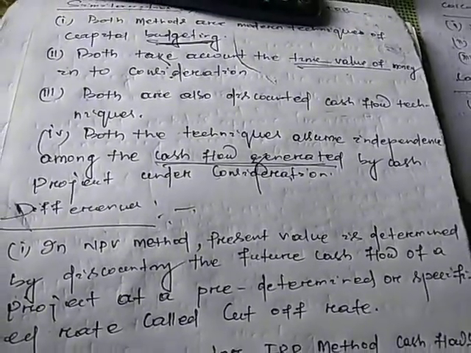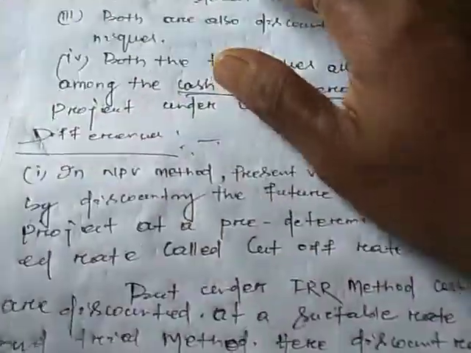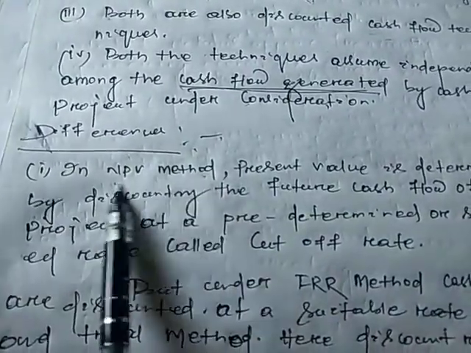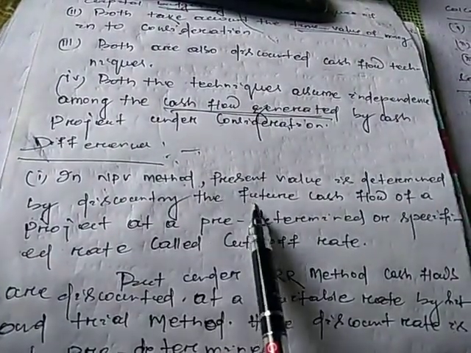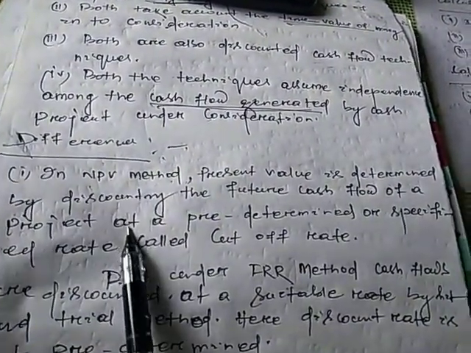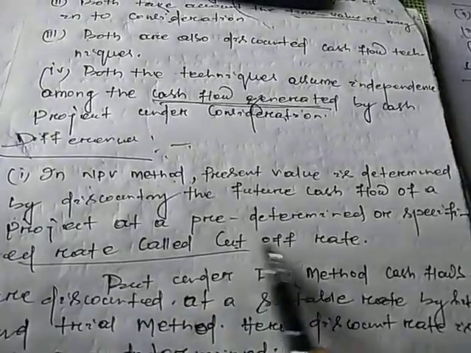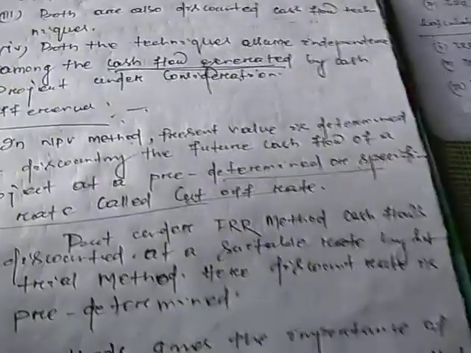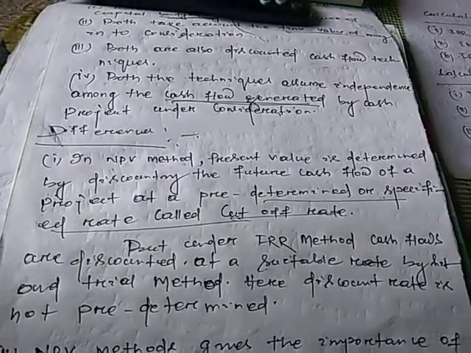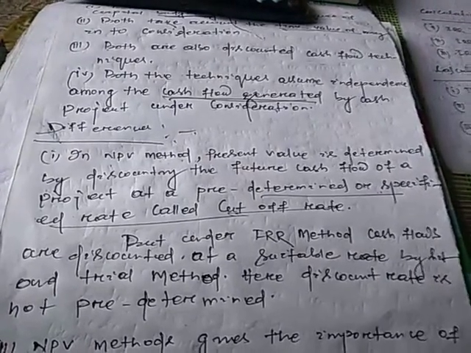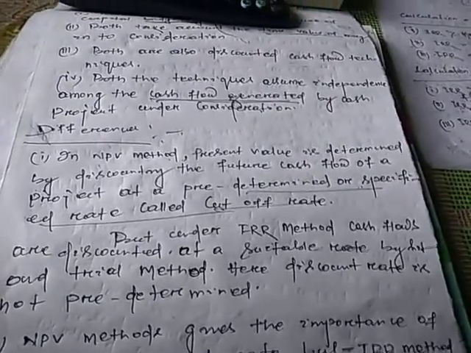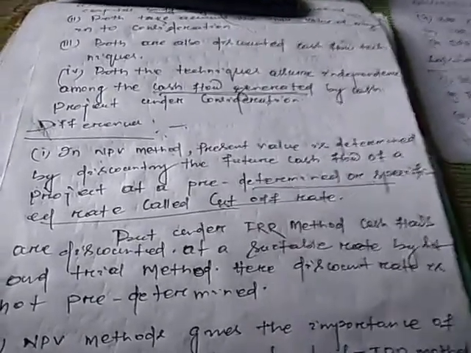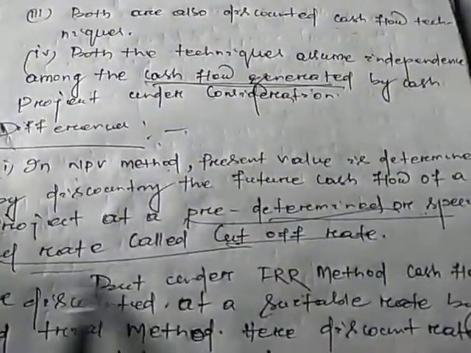Then come to dissimilarities, or you say differences. In the NPV method, net present value method, present value is determined by discounting the future cash flow of a project at a predetermined or specified rate, that is called the cutoff rate, because here the interest rate is specified and there is no chance of fluctuation. Suppose 10%, it is to be 10%. When you invest money in a bank, it is written that this much interest is given by the bank to that individual. So that is a predetermined or specified rate, the cutoff rate.